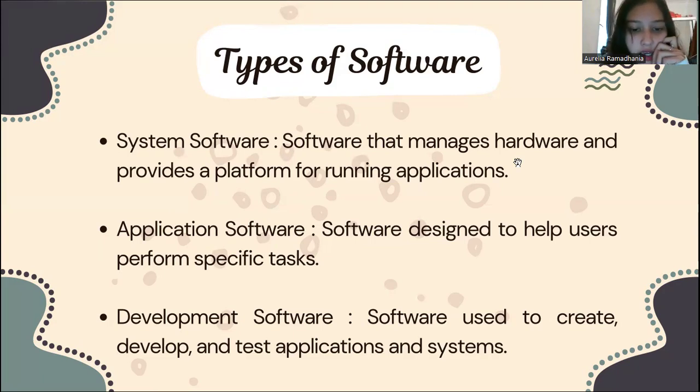Number two is application software. Software designed to help users perform specific tasks. For example, Microsoft Office, Word, or Excel, Adobe Photoshop, web browsers like Google Chrome, Mozilla Firefox, and everything like that. And the function is to facilitate daily work, such as word processing, image editing, and internet browsing.